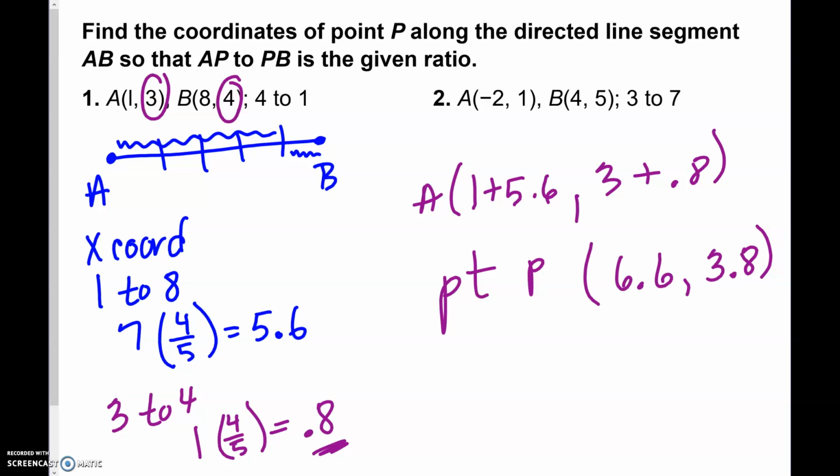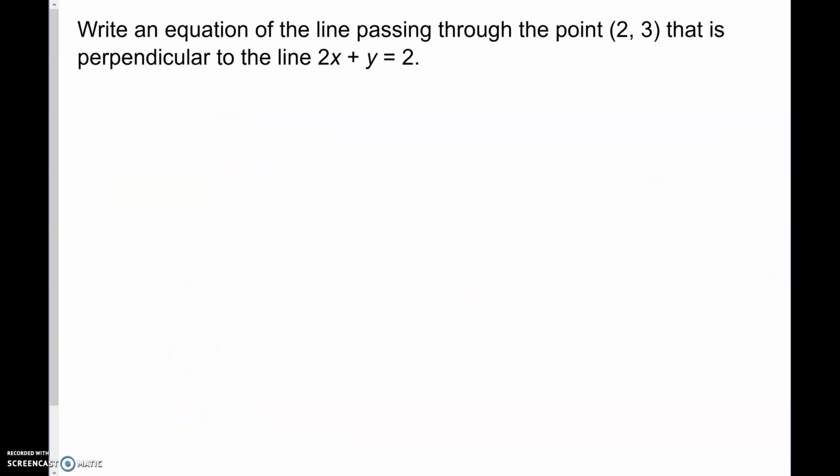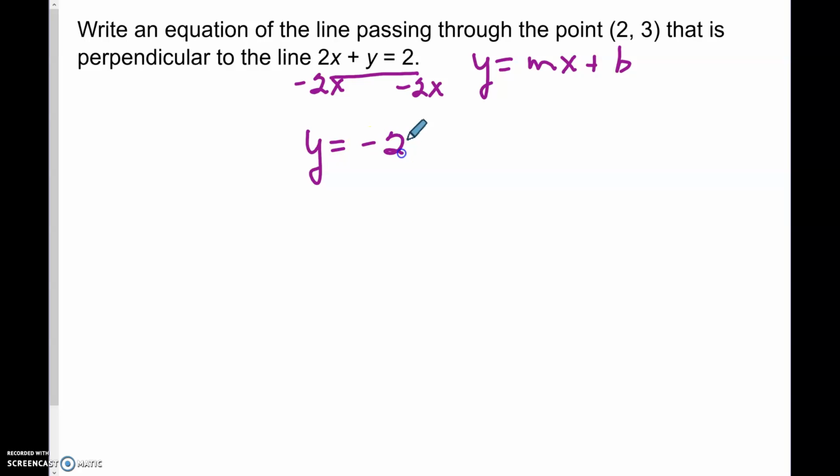We have just a couple more that I would like to run through here. So I just want to make sure, writing an equation of a line passing through a point that is perpendicular to this particular line. Most of the time we've been giving you this equation in y equals mx plus b form, but this is in standard form. So in order to read off the slope, we have to get that into slope-intercept form. So I'm going to subtract 2x from both sides. So y equals minus 2x plus 2. And now we can read off the slope of this line is a negative 2.